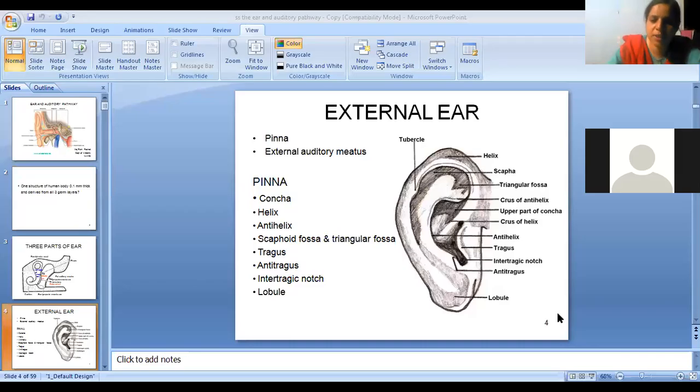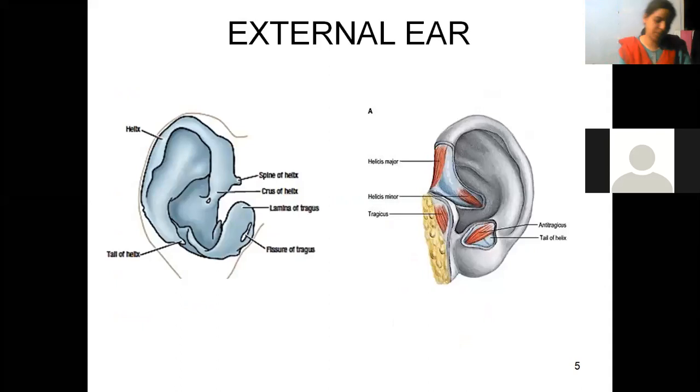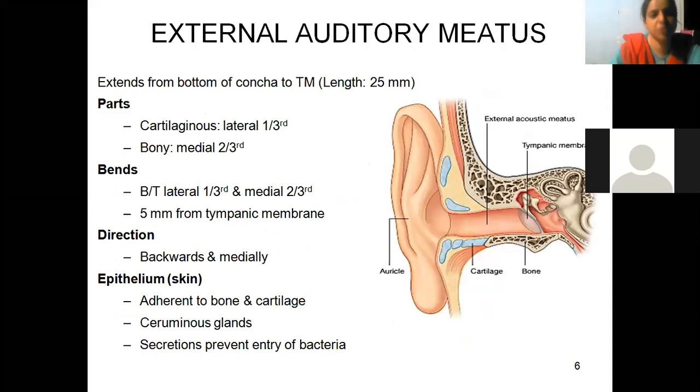Are you able to see the ear on the screen? So the next question we have is the ear. The middle ear is asked. Middle ear can also be an essay question. In fact, the contents, boundaries, and applied aspects of the middle ear is the question now.